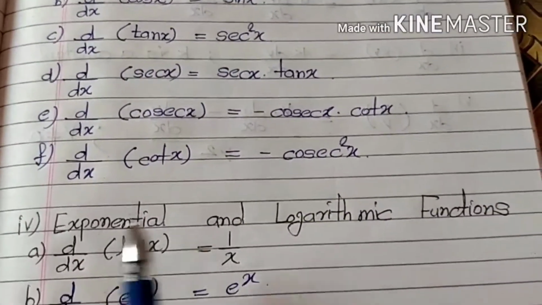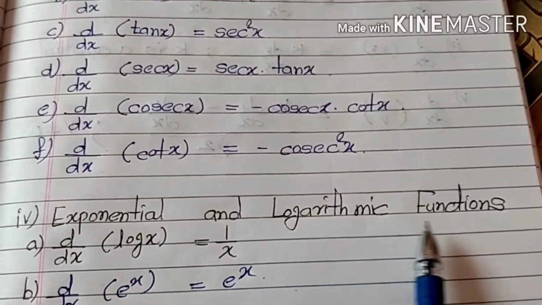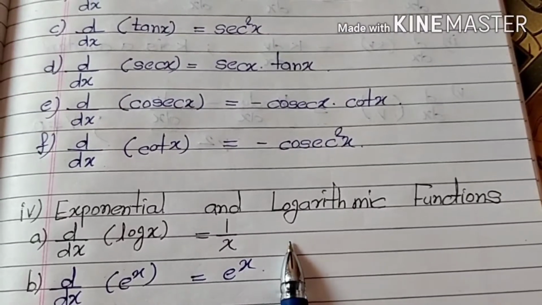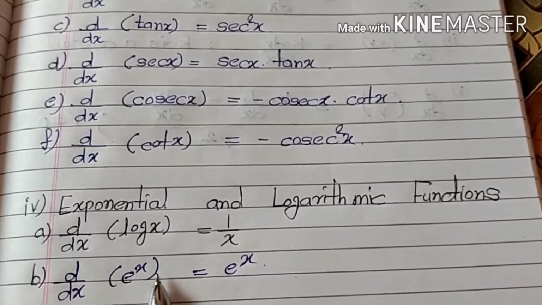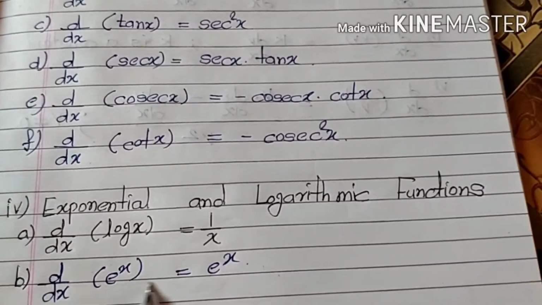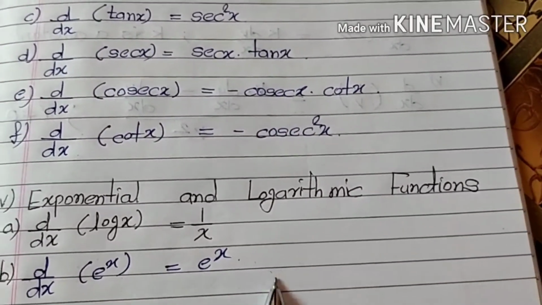Now next, exponential and logarithmic function. So the derivative of log x is equal to 1 upon x, the derivative of e raised to x is e raised to x. Here observe, the derivative of this is as it is.